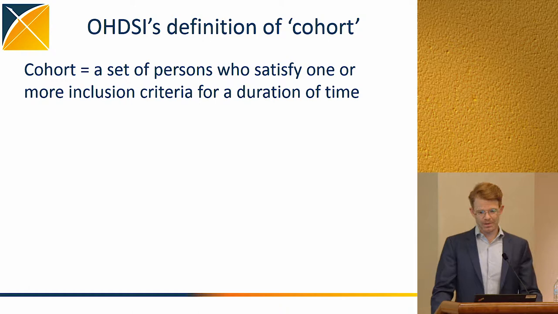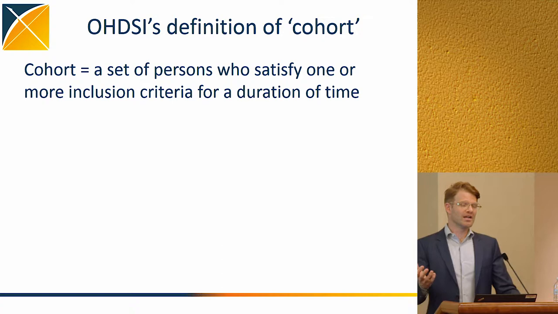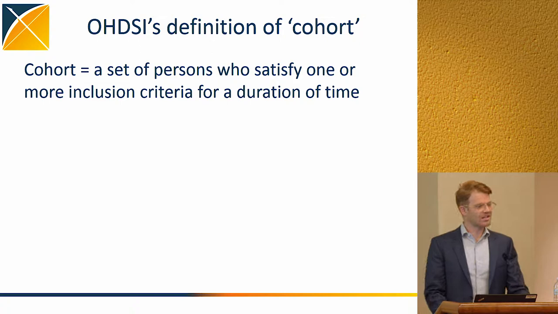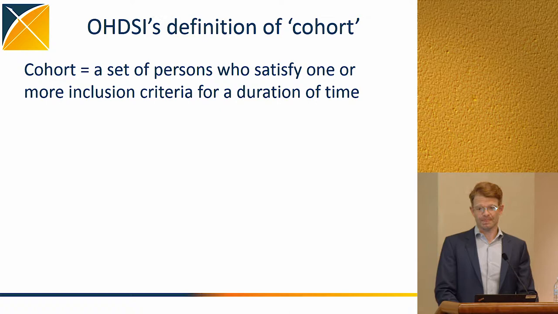The OHDSI definition of cohort is a straightforward one, and it's intuitive and nice at first. Then it can get a little complicated. But we call it a set of persons who satisfy one or more inclusion criteria for a duration of time. That means that people enter a cohort and people can exit a cohort. Cohorts can have zero people in them. If your rules are such that nobody in your population matches them, then that's fine. You have a cohort definition, and you just have zero people in it.